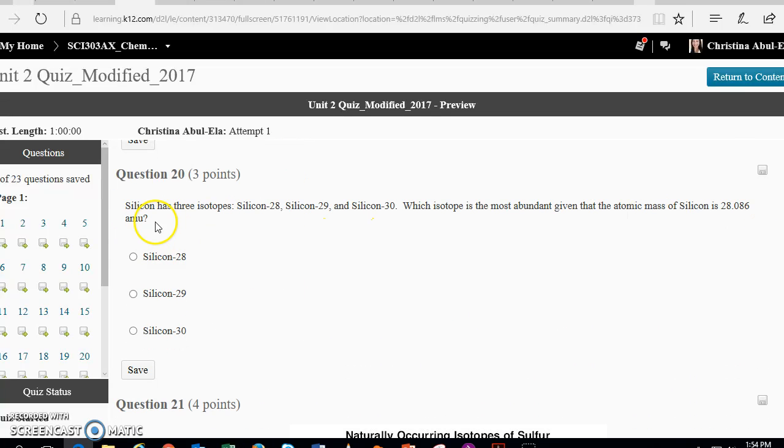Question 20. Silicon has three isotopes: silicon 28, silicon 29, and silicon 30. Which isotope is the most abundant given that the atomic mass of silicon is 28.086 atomic mass units? Is it silicon 28, silicon 29, or silicon 30?